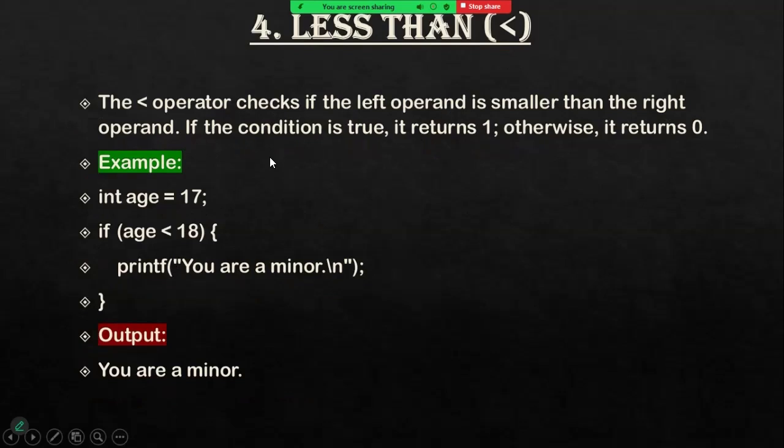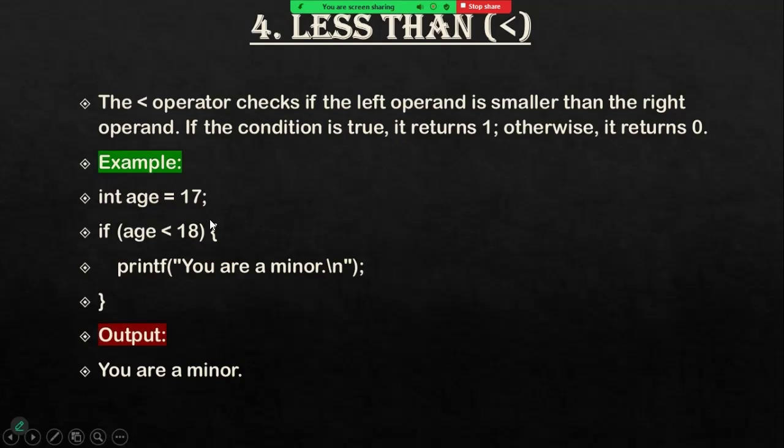So it checks the left operand. Here there is age equal to 17, so the left operand is age, 17. The left operand is smaller than the right operand, so the right operand is bigger than the left operand. If it is true, it returns 1. So 1 is true, so it returns true. Otherwise, it returns 0.